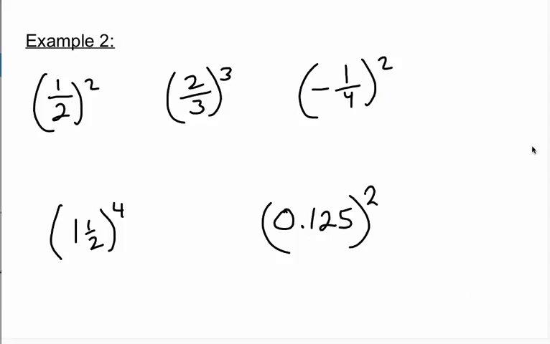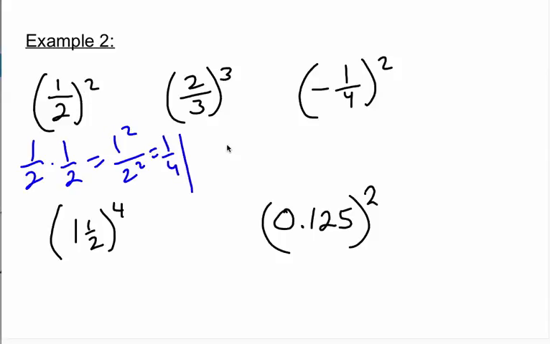Okay, next, we got some fractions. So half squared, that means half times half. You can also think of it as 1 squared over 2 squared, right? You square the numerator and denominator. So it's a quarter. And here we have 2/3 cubed. So that's going to be 2 cubed out of 3 cubed, which is 2 times 2 times 2 is 8. 3 times 3 is 9 times 3 is 27.